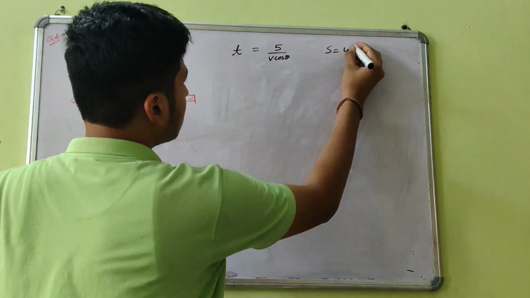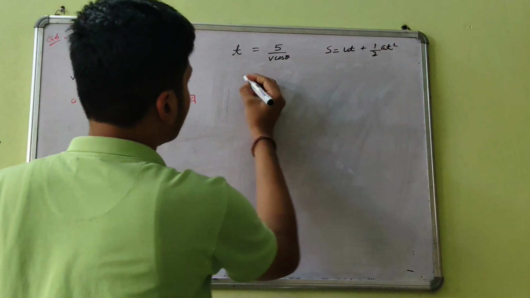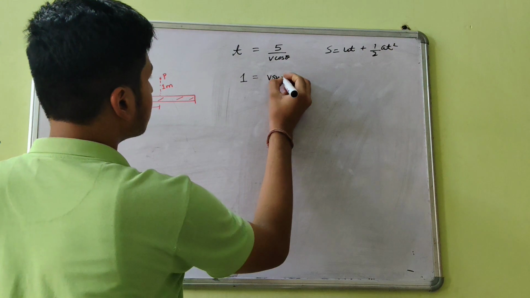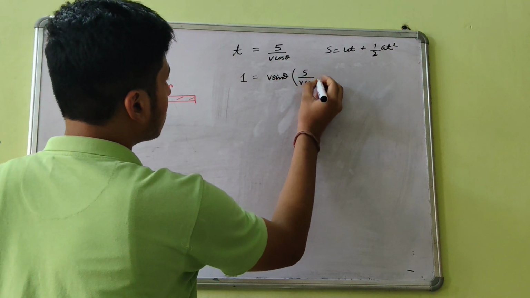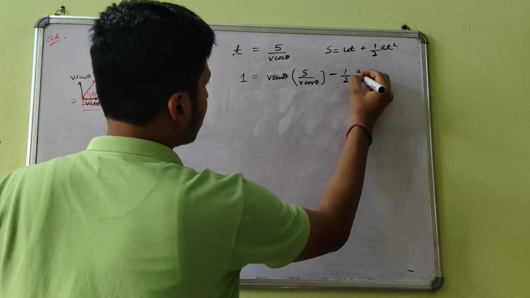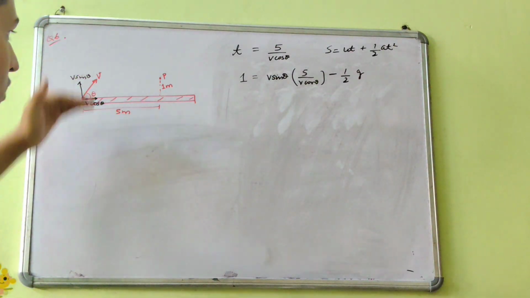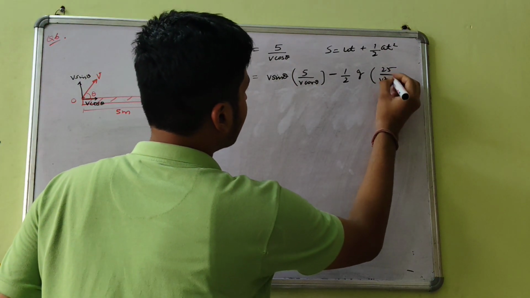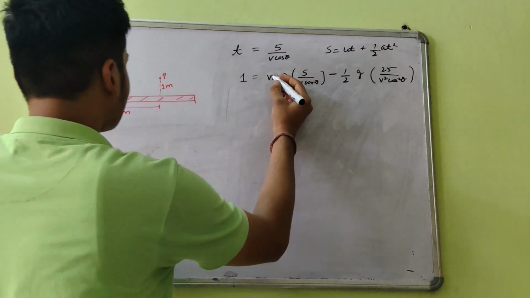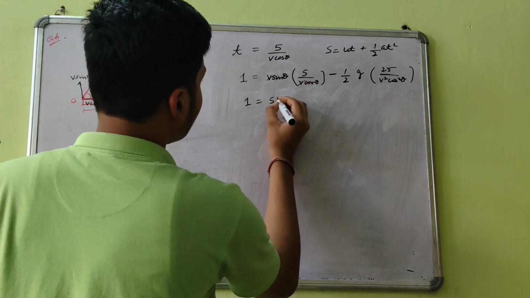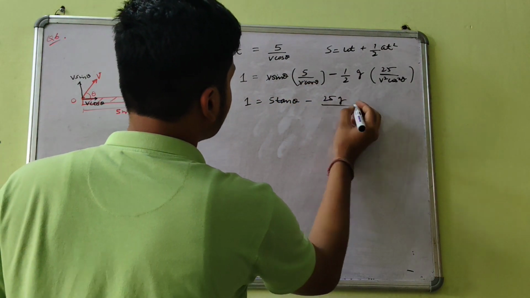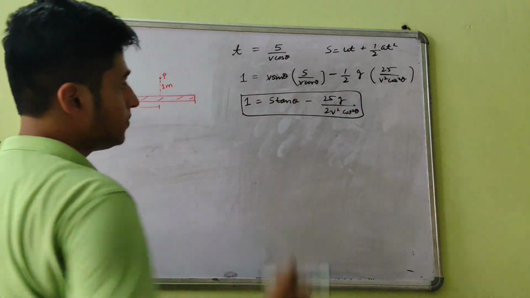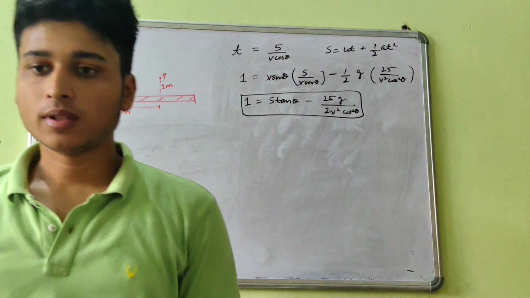So using s equals ut plus half at square, s is 1 meter, u is v sin theta, t, plus half at square, but since retardation is happening, g is downward. Half a t square, 25 by v square cos square theta. So 1 equals 5 tan theta minus 25g by 2v square cos square theta. This is the equation of trajectory. Now let us analyze the options.